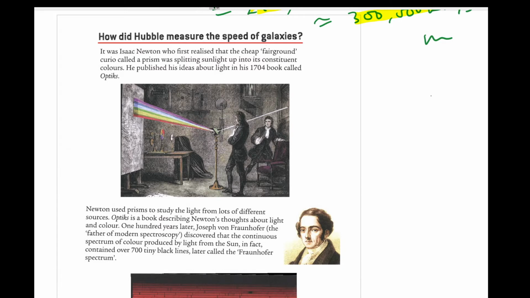Well, we're going to start looking at light. So, this chap, Isaac Newton, first realised that prisms were good at splitting up white light into the colours of the rainbow. Roy G. Biv. Red, orange, yellow, green, blue, indigo and violet.